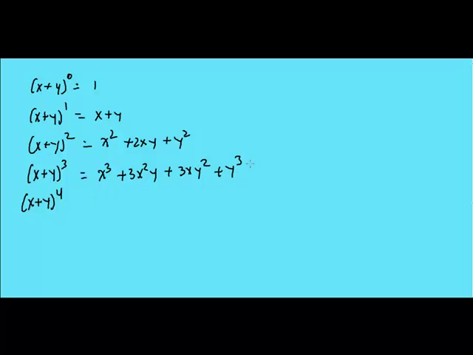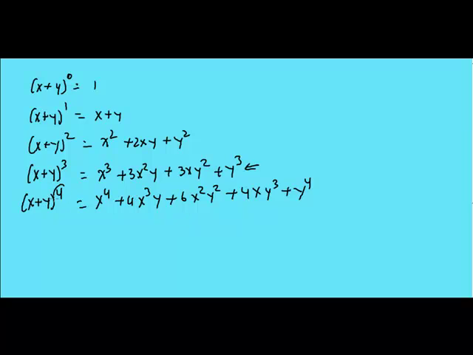That means you're going to take this and multiply by another x plus y. When you do that, you're going to get x to the fourth plus 4x to the third y plus 6x to the second y to the second plus 4x y to the third, and then plus y to the fourth. There's a pattern to this. Let me show you what the pattern is.